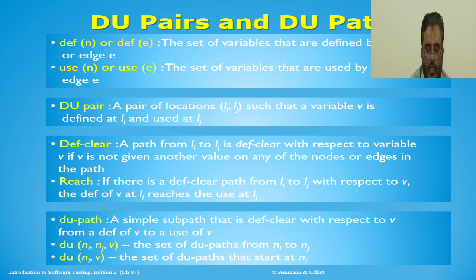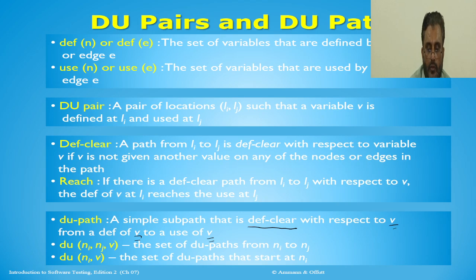So what is then a simple du-path? A simple subpath that is def-clear with respect to a variable v from a definition of v to a use of v. A du-path is also simple, which means there are no duplicate or repeating internal nodes. The definition of simple subpath remains the same as what we studied in earlier videos. So it will not have any repeating internal nodes, and it must also be def-clear with respect to some variable, and then we would say that this is a du-path from a def of v to the use of this particular variable v.